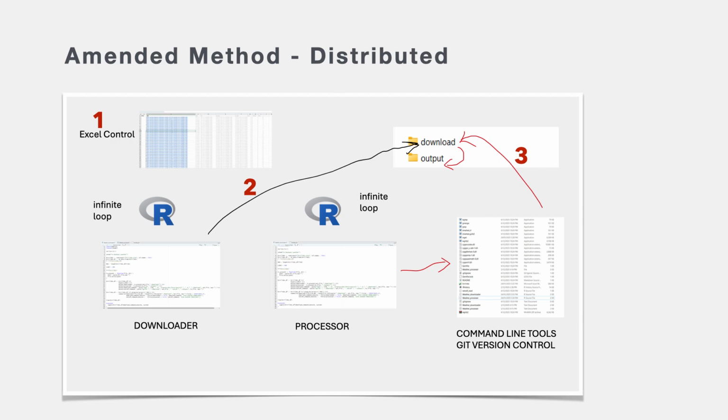A separate R process downloads these files into a folder called downloads. Another R process, totally separate to anything else, uses the command line tools to process the downloaded file from the download folder and saves it into the output folder. So these are not simple calculations. So command line tools are available for these weather files, and we leverage those command line tools to extract only the data that we require.